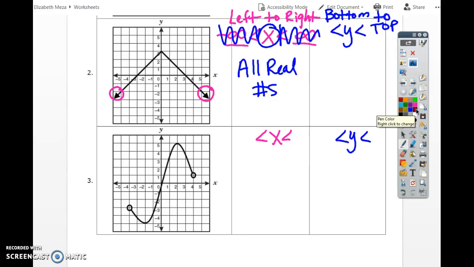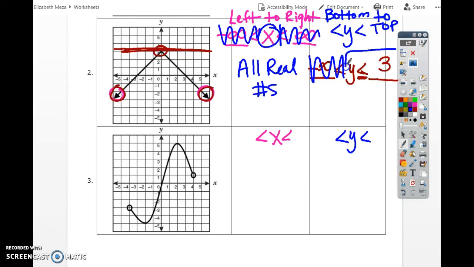On the range, now we're going from the bottom, what is the lowest point, all the way to the topmost point. So what is the lowest point that this is going to get to? Negative infinity. And what is the topmost point that this is going to get to? Right here, positive 3. Does it equal 3? Yes, it does, so you have to put the line underneath it where it says that it equals it. Again, any infinities, you cross them out. So that just leaves you with y less than or equal to 3. And I don't have to flip it because the y is first.